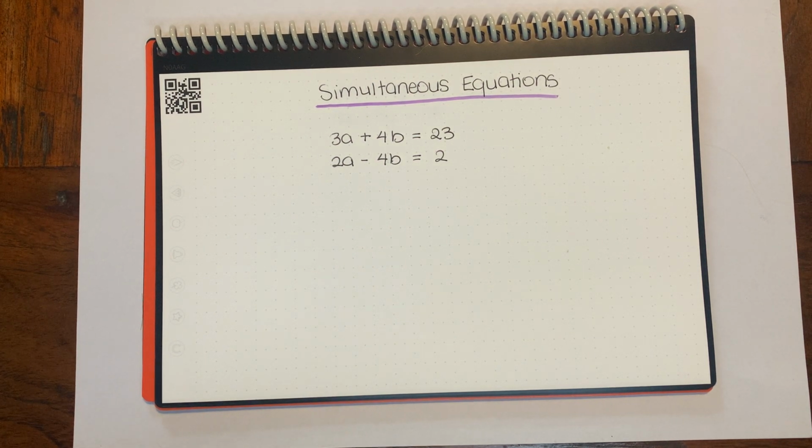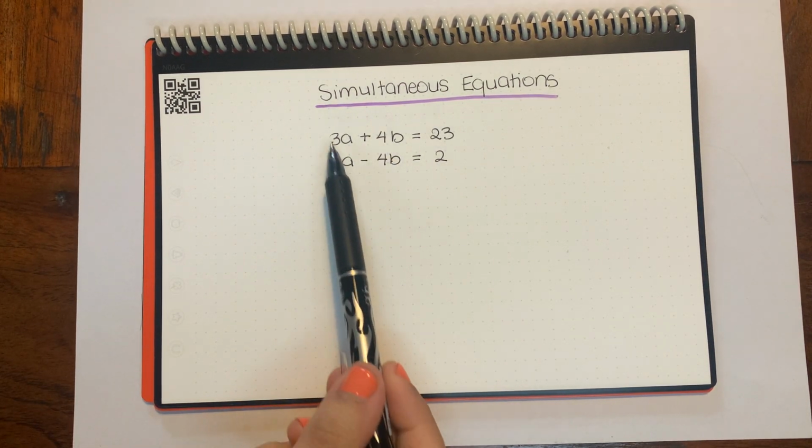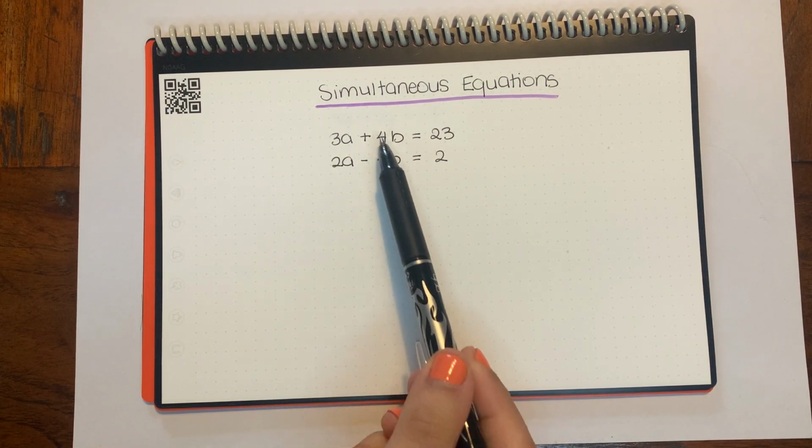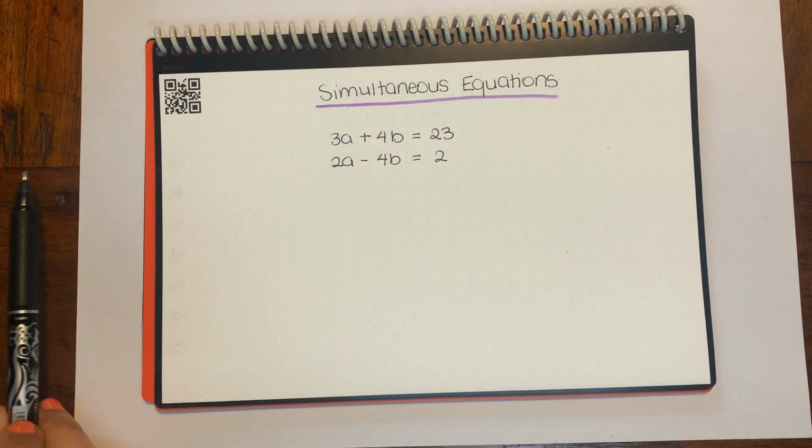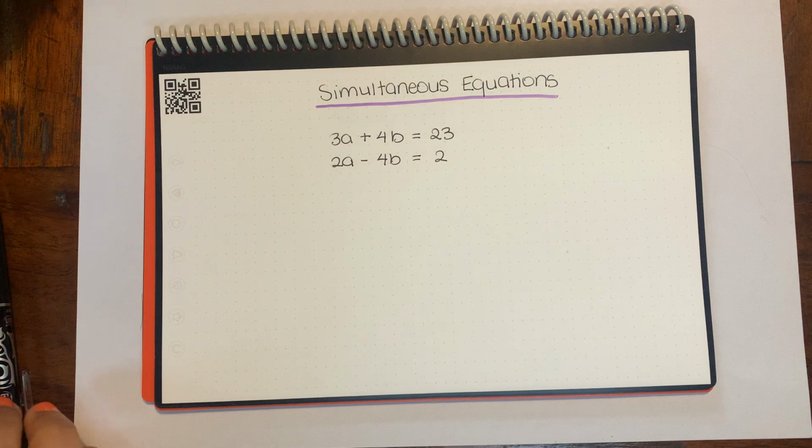So what I'm going to do first is check to see if any of my coefficients are the same. Coefficients are just the numbers in front of the A or the B or the X or the Y. So my A's are definitely not the same. My B's are pretty similar. The only difference here is that I've got a positive 4 and a negative 4. So if I've got 2 coefficients that are the same, I have to do a little bit less.